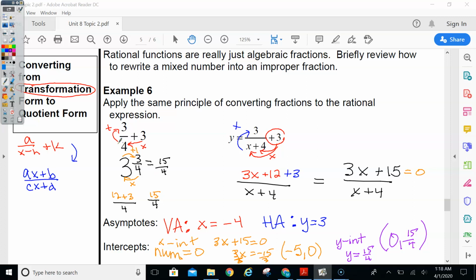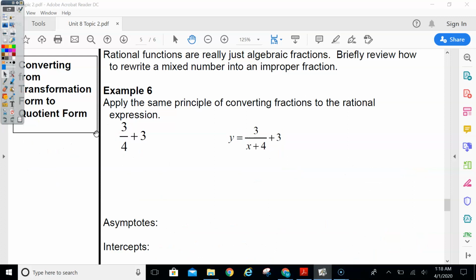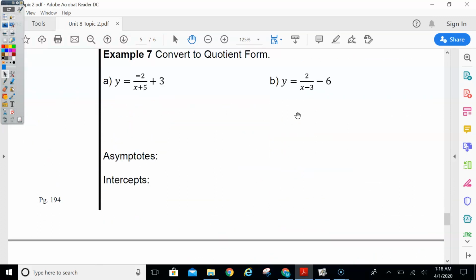Okay, so to go from transformation to standard quotient form, you change a mixed number to an improper fraction. Multiply and add to get it. To go backwards, you divide. Here are some examples. You can work through those.